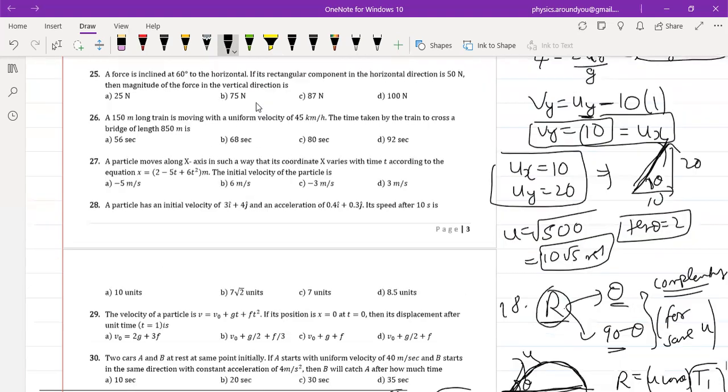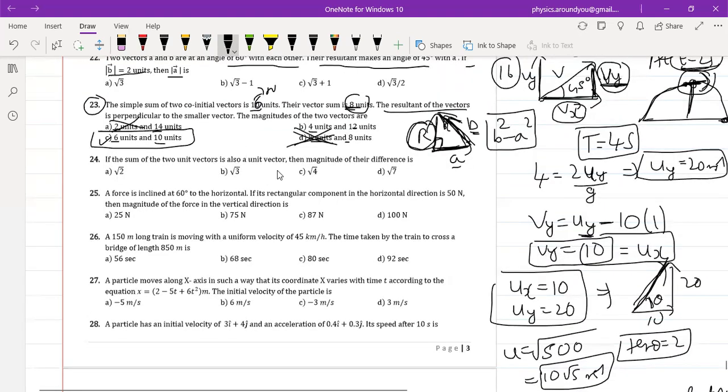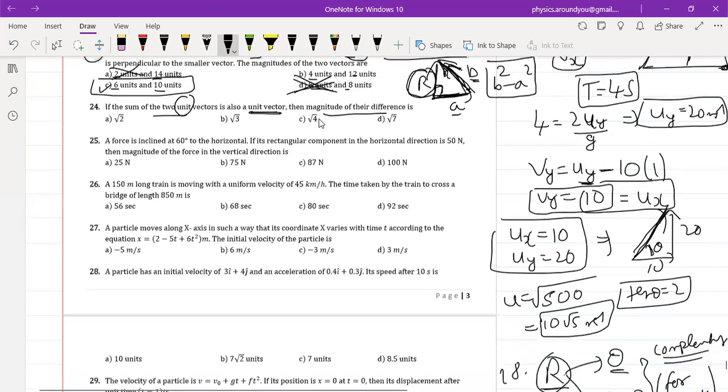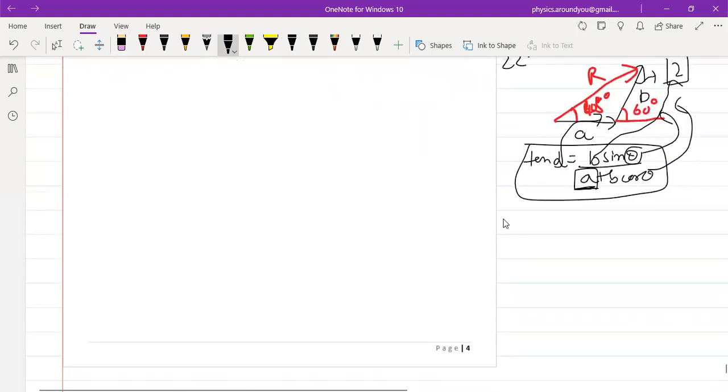Now, if the sum of two unit vectors is also a unit vector, then what is the magnitude of their difference, is asked. Unit means magnitude 1. So the sum of two vectors having magnitude 1 is also a vector having magnitude 1. Again, 24 asks for a nice geometrical interpretation. If I have a 1 and a 1, the resultant is also 1 because all three are unit vectors. That would only happen if this angle is 120 degrees.